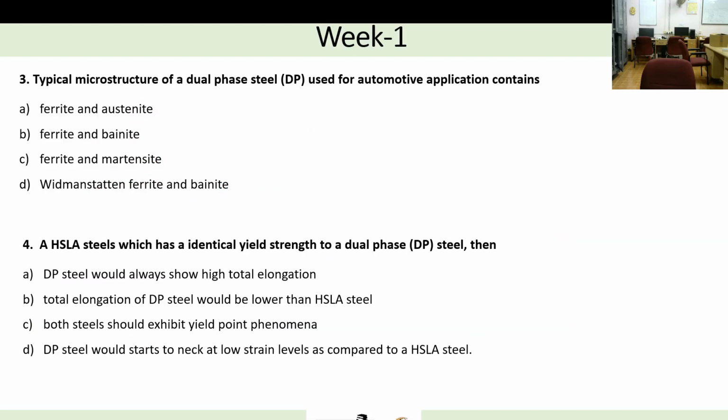Yeah, coming to the third problem. Typical microstructure of dual phase steel used for automotive application contains. Go through the options and comment your answer.